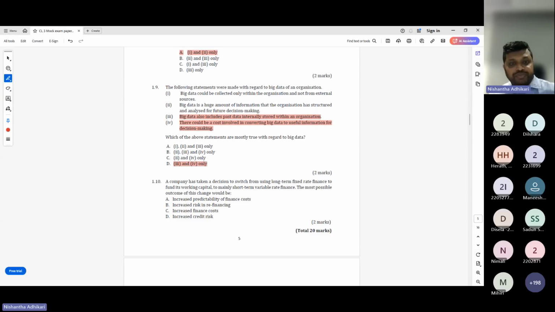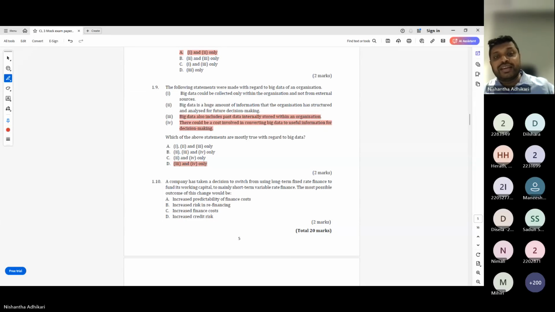Now, last one. A company has taken a decision to switch from using long-term fixed rate finance to fund its working capital to mainly short-term variable rate finance. The most possible outcome of this change would be, you are changed from long-term financing to short-term financing of this working capital, right? Then what will be the possible implication? Increase predictability of finance cost? No, that is wrong. Increase risk in refinancing?